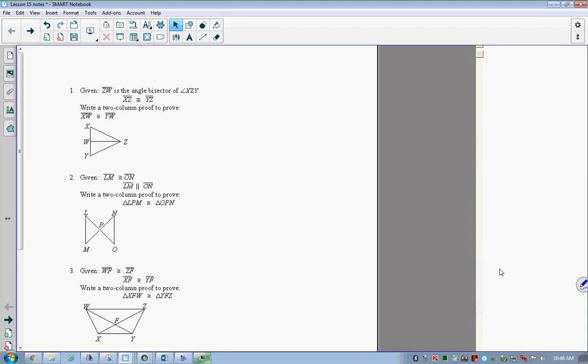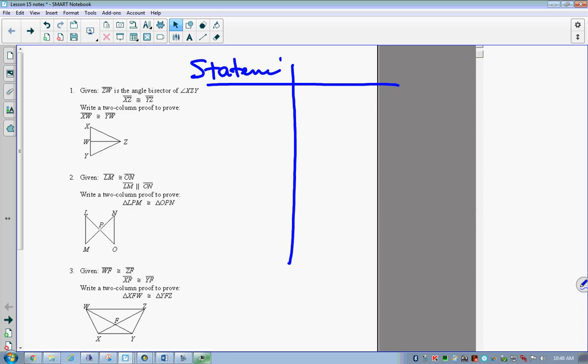All right, so when we're talking about proofs, we got statements, we got reasons. What's the very first thing that should go on my list? My givens. So we're going to state the things that they've given me. Like ZW is the angle bisector of angle XZY. So we can start off with that, and we'd list it as a given. XZ is congruent to YZ. That would go there. We would write given.